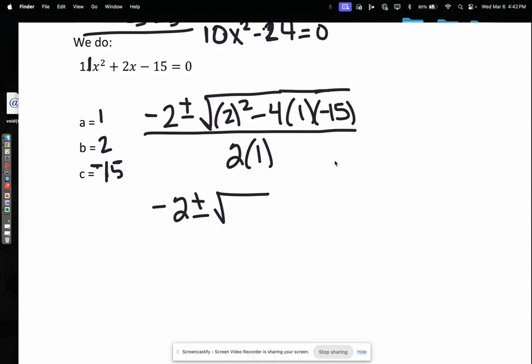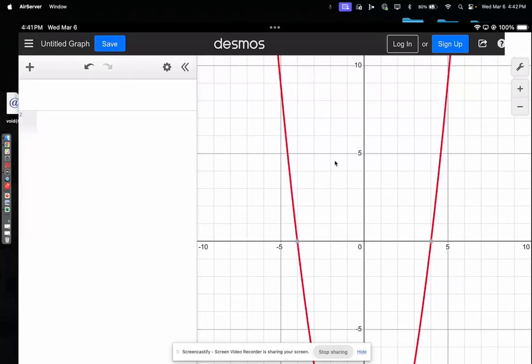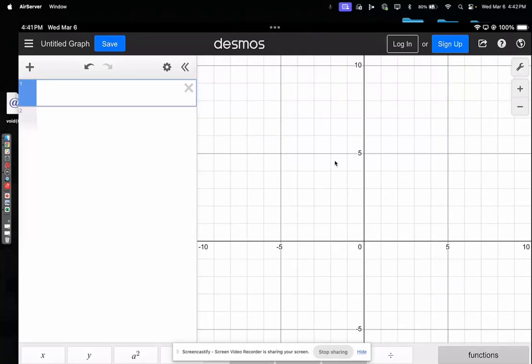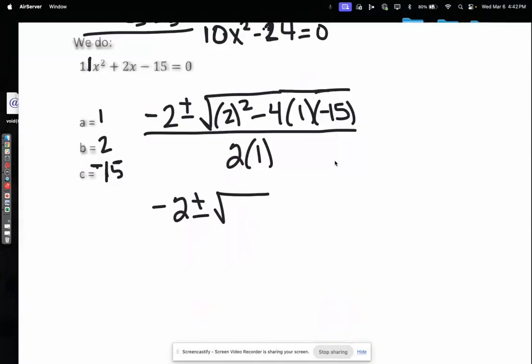Now, all of this math for our square root can go in the calculator. You can use your yellow calculator. You can use your Desmos calculator. So if I'm going to use my Desmos calculator, I'm going to say parentheses 2, close parentheses squared. Always put it in parentheses when you're squaring it. -4 times 1 times -15. And we get, as you can see there, 64. So I'm going to come back over here. I'll put my 64. 2 times 1 I know is 2.